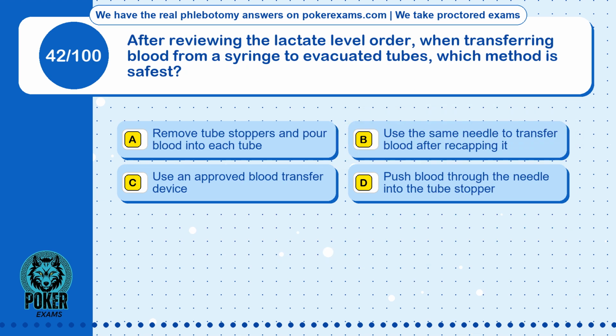Question 42. After reviewing the lactate level order, when transferring blood from a syringe to evacuated tubes, which method is safest? Option A. Remove tube stoppers and pour blood into each tube. Option B. Use the same needle to transfer blood after recapping it. Option C. Use an approved blood transfer device. Option D. Push blood through the needle into the tube stopper.